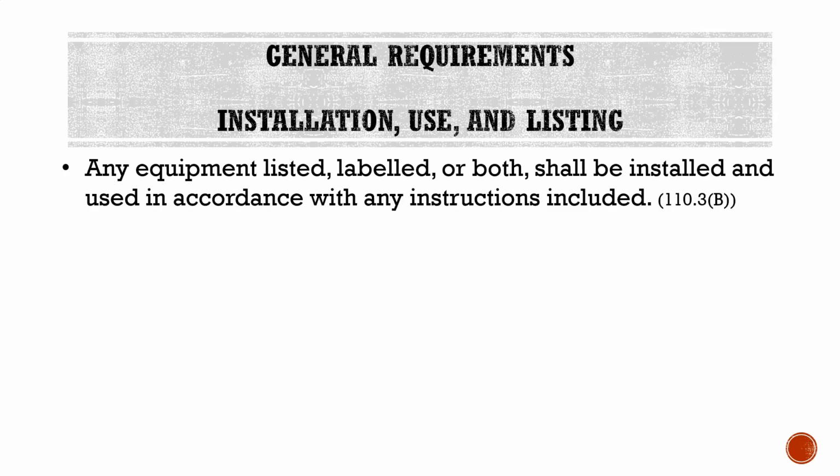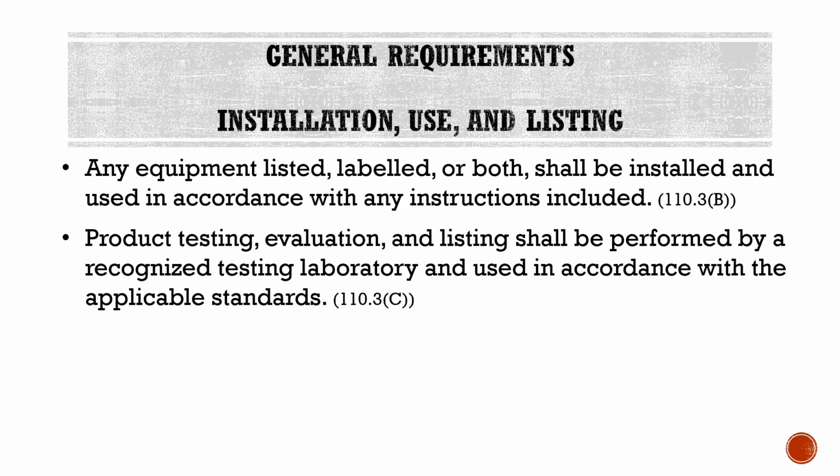So kind of going off of that as well, looking at installation, use, and listing. Any equipment listed, labeled, or both shall be installed and used in accordance with any instructions included. Essentially what this means is that if something has installation instructions with it, we have to install it per the instructions. We can't decide that we like an alternative method better, or that we think it would be better to install it a better way. We have to follow the instructions exactly as they indicate.